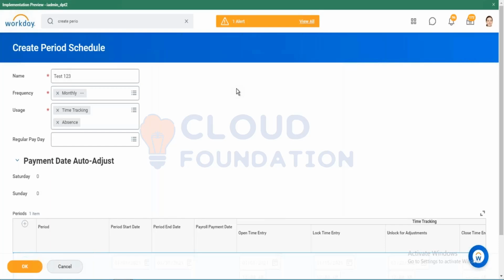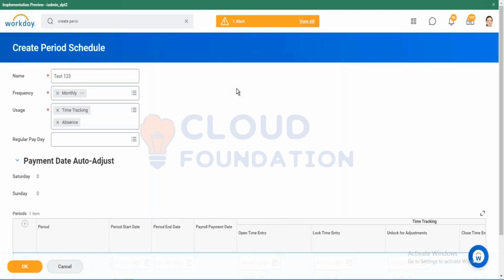And one more thing: one worker, one period schedule. A worker cannot have two period schedules for time tracking. I'm emphasizing this again. This is always a 1-to-1 ratio for time tracking. If a worker has more than one period schedule for time tracking, then my God, a blunder has happened. That worker will never ever in his career be able to enter the time.